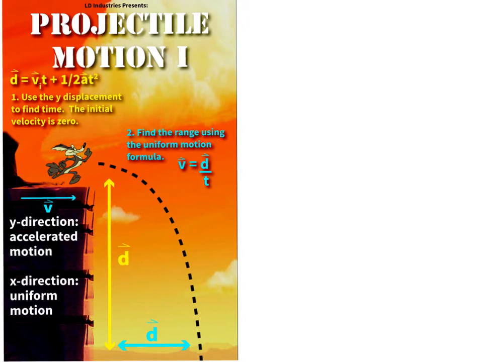In this infographic, we'll talk about the first type of projectile motion. In this type of projectile motion, the object is traveling completely horizontal, and there is no vertical velocity. In this example, we have Coyote here running off the edge of a cliff.